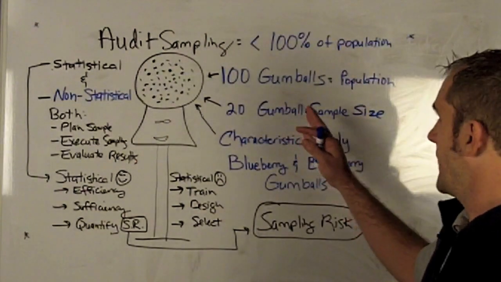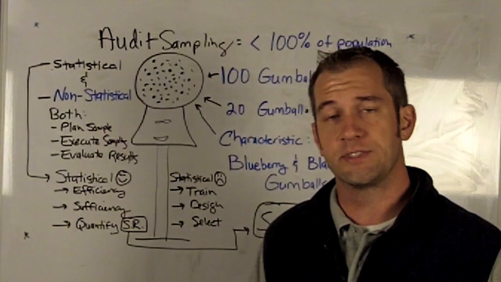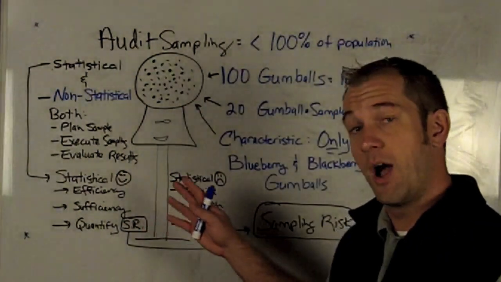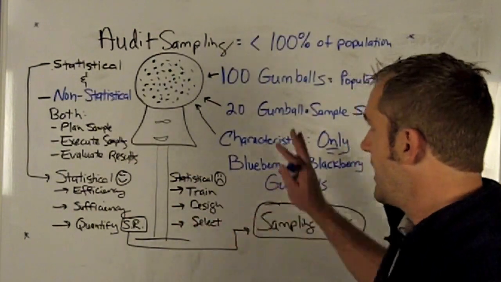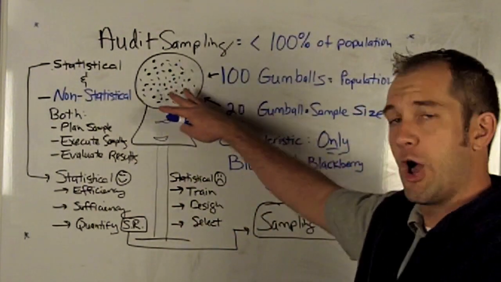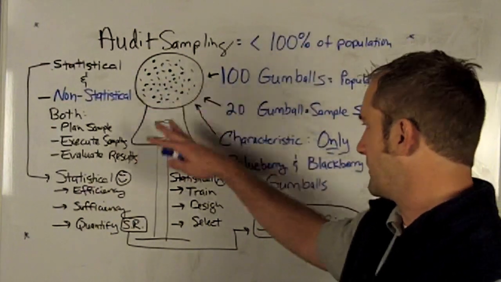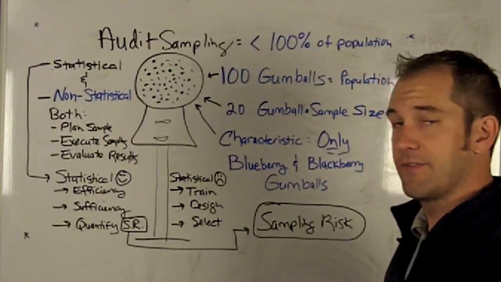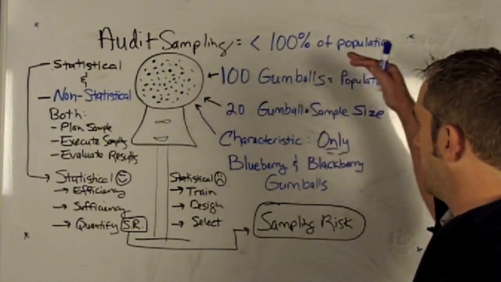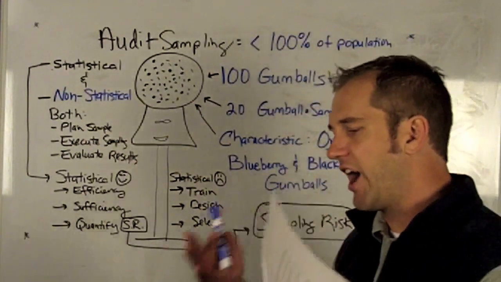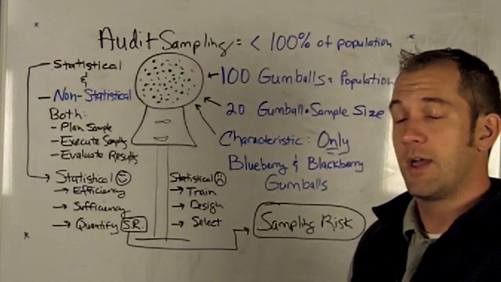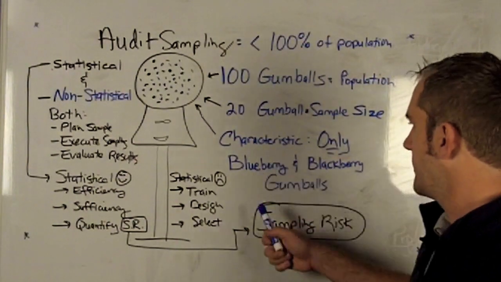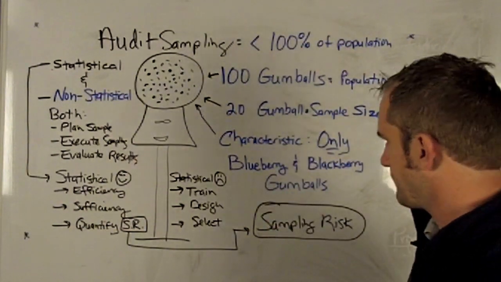So today we're going to talk about audit sampling. And audit sampling is basically when you audit less than 100% of a population. For instance, you've seen my gumball machine in my office if you've seen some of my previous videos. Let's say that the gumball machine had 100 gumballs, and they're supposed to have either blueberry or blackberry gumballs. Those are blue and black dots, if you can't see that. So 100 gumballs is our population. We want to audit 20 gumballs to see if they are either blueberry or blackberry. That's our sample size. And then our characteristic is, are they blueberry or blackberry?